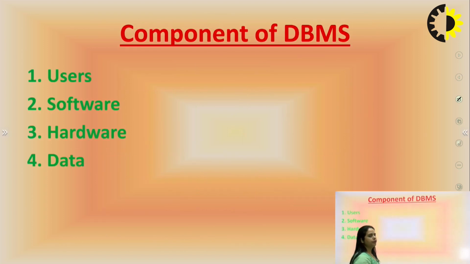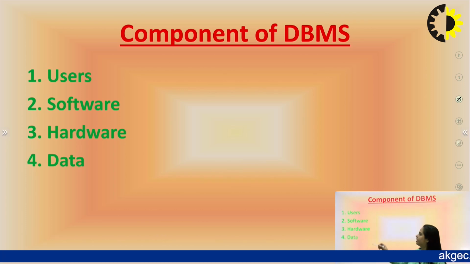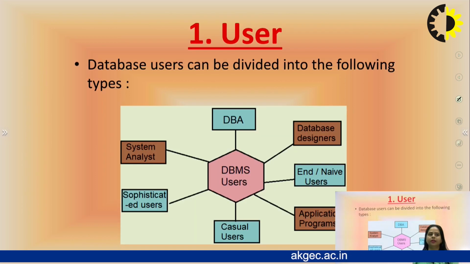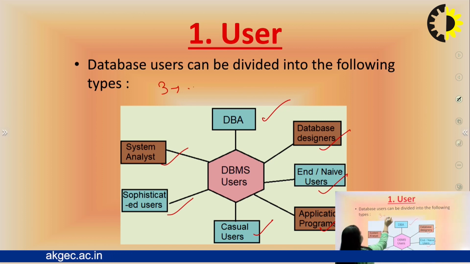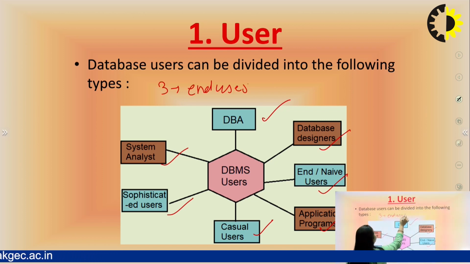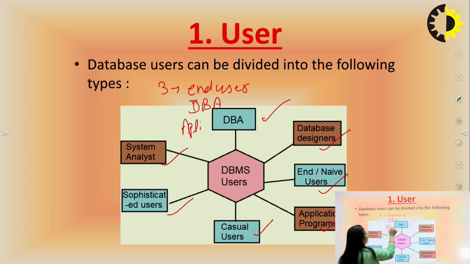What are the components of DBMS? Basically, components of DBMS are 4: user, software, hardware, and data. Now, what are the users? Basically, users can be divided into the following types. One is DBA, database designer, end user, application programmer, casual user, sophisticated user, system analyst. Somewhere we have mentioned only 3 users: end user, DBA, database administrator, and application programmer. But somewhere it is mentioned that 6 users are used in DBMS.